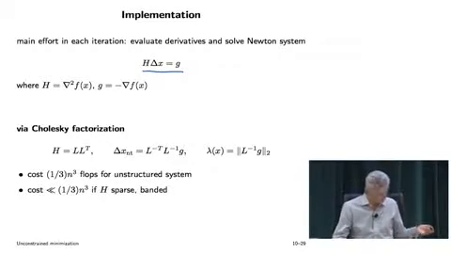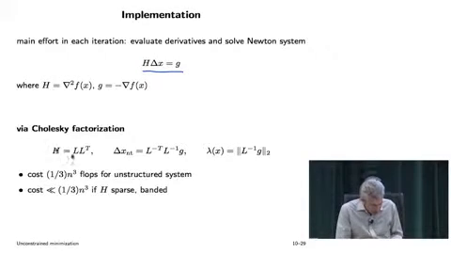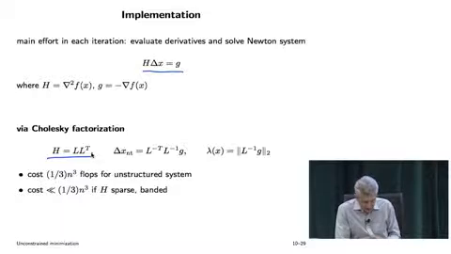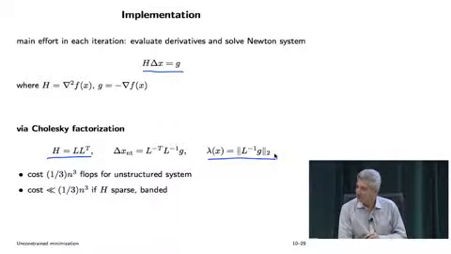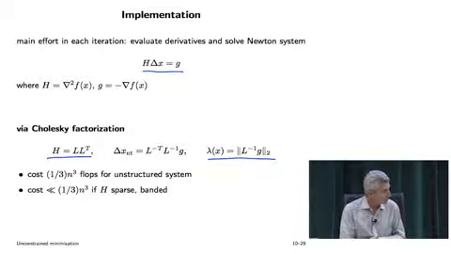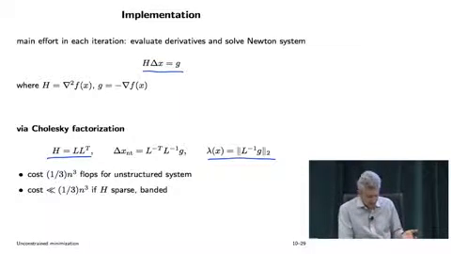So how would you do this? A very good method would be this. You just form the Hessian and do a Cholesky factorization. And it turns out, by the way, that the Newton decrement is one of the parts of this. I mean, not surprisingly, right? It's the norm of L inverse G. That costs n cubed over 3 flops for an unstructured system.